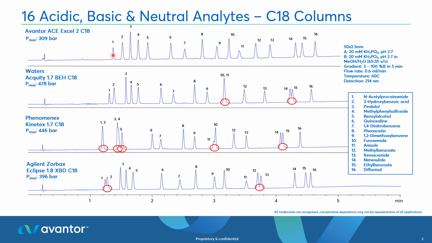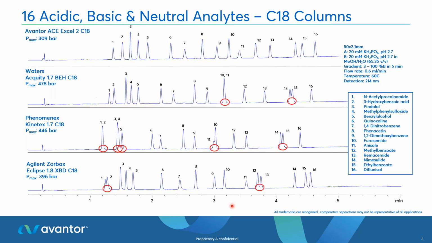you can see that the analytes on every C18 phase elute 1 through 16, 1 through 16, 1 through 16. There's slight differences in the retention time, in the K value, in the selectivity, but there's not a significant difference. You're not seeing a big shift in the elution order of the peaks.